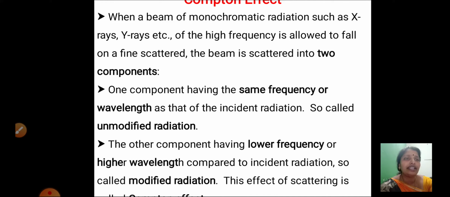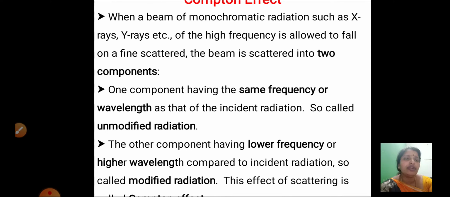The beam is scattered into two components. One component has the same frequency or same wavelength as the incident radiation. This process is called unmodified radiation, that is phi equal to 0 degree or theta equal to 0 degree angle, with the same frequency and same wavelength as the incident radiation. This is the Compton effect, the relation for collision between electron and photon.